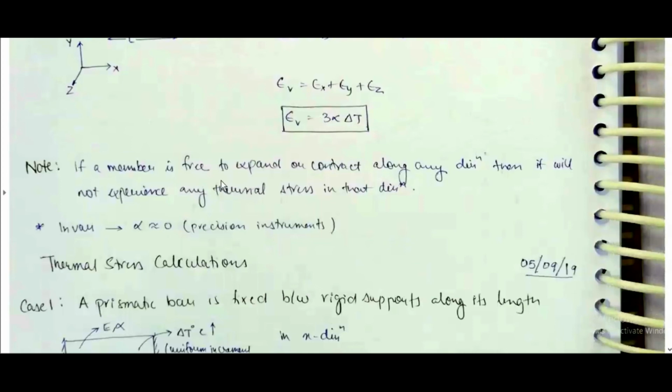If a member is free to expand or contract along any direction, then it will not experience any thermal stress in that direction. Invar has alpha almost equal to 0, so precision instruments use Invar.